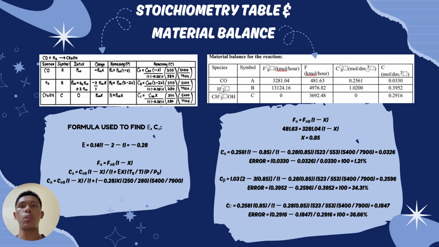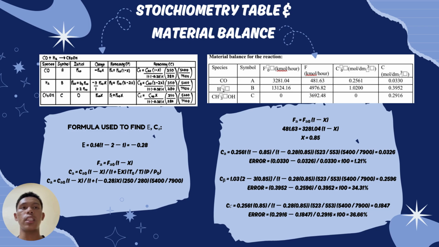For H2, the initial is FB naught, equal to 2 FA naught. The change is negative 2 FA naught X, and the remaining is FB equal to FA naught in bracket 2 minus 2X. For methanol, there is no initial. The change is FA naught X, and the remaining is FC equal to FA naught X.